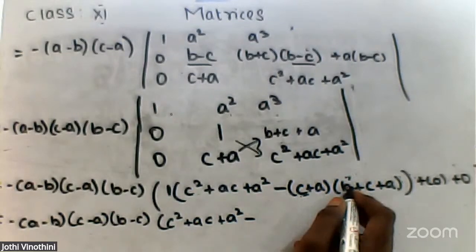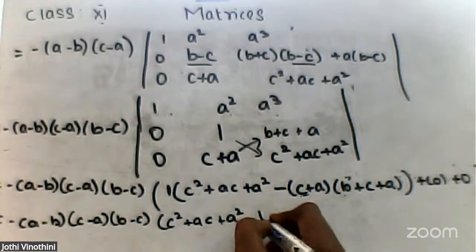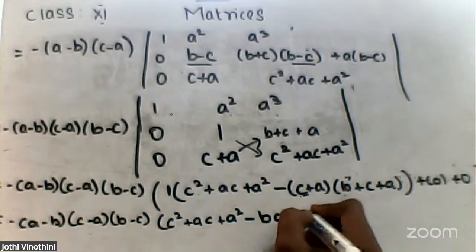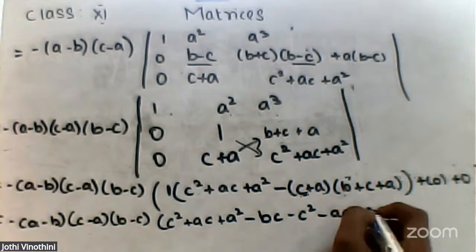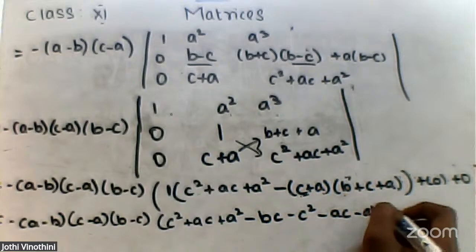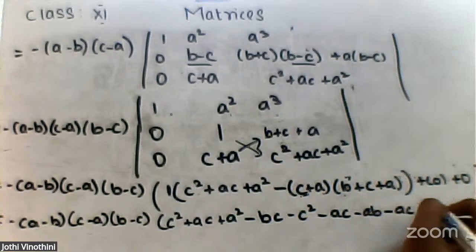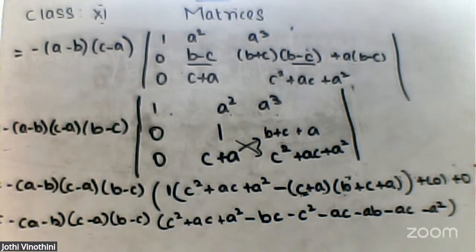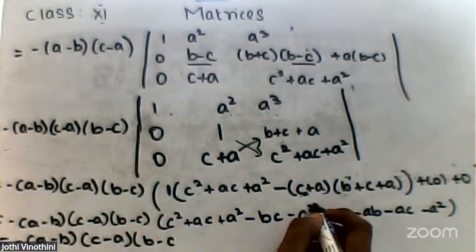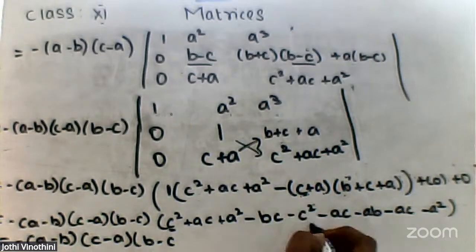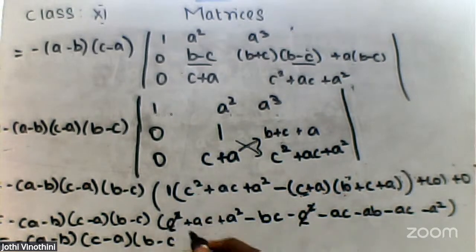So c and b is minus bc and minus c squared and minus ac, likewise minus ab and minus ac and minus a squared, right? Right. So what we will have is minus of a minus b multiplied by c minus a multiplied by b minus c. See here, positive c squared and negative c squared, they will get cancelled.